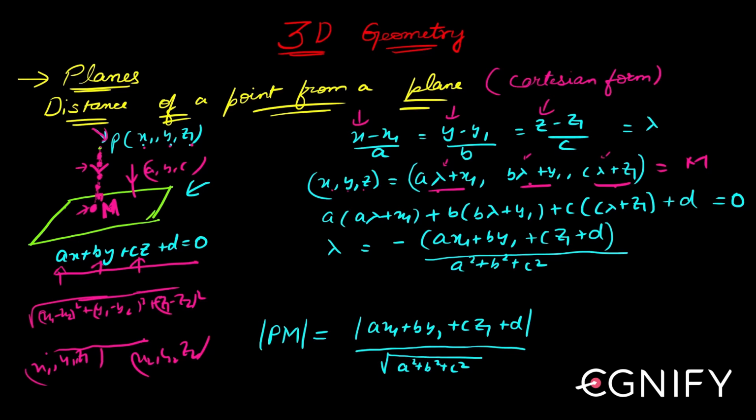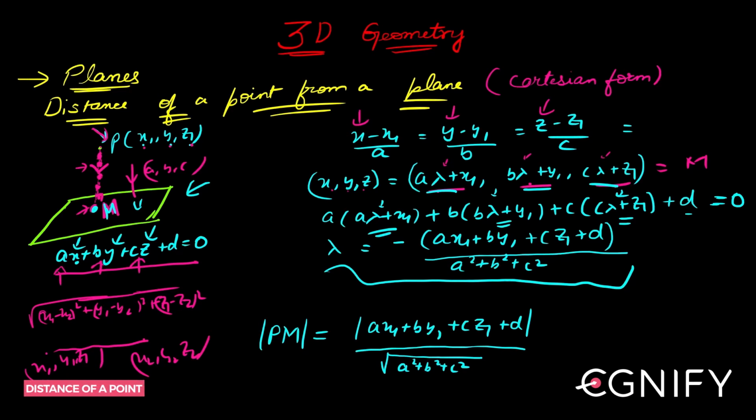Now the thing is, M also lies on the plane. So M must satisfy the equation of the plane. So instead of x, y, z, I put a(aλ + x1) + b(bλ + y1) + c(cλ + z1) + d = 0, because this must satisfy the plane's equation since M lies on the plane. So from this, solving this, I got my lambda, right? I can obviously replace this lambda with this particular quantity.